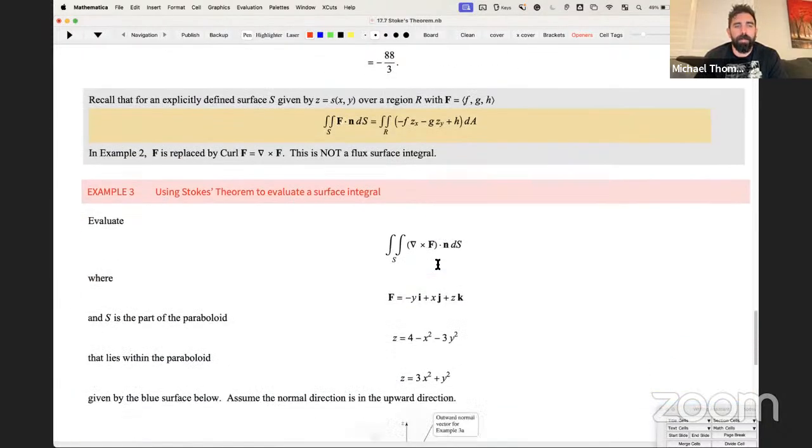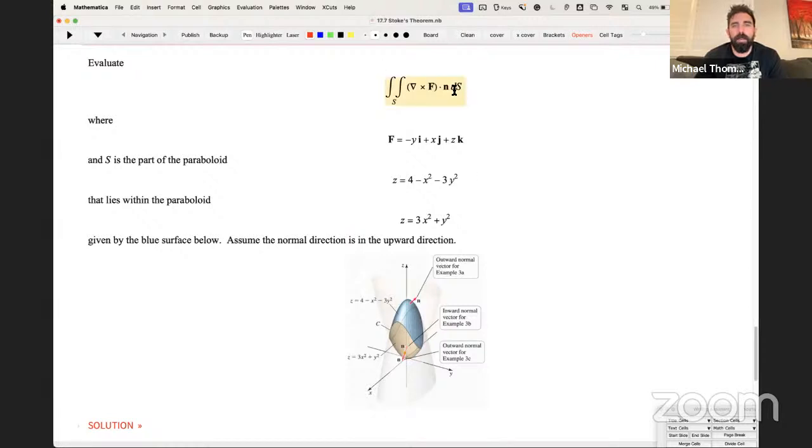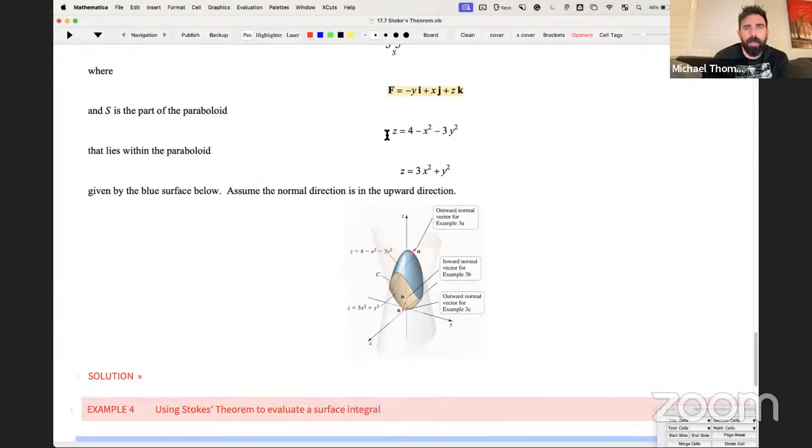All right, two more. Let's see. Let's evaluate this surface integral. That's the accumulation of the curl on the surface, and then we've got our vector field here. In this case, our surface is going to be part of this paraboloid. That would be the upside down one right here. That lies within this paraboloid, opens upward. That's going to be this orange one there. And all we care about is part of this, but inside. So that's going to be this region in blue right here.